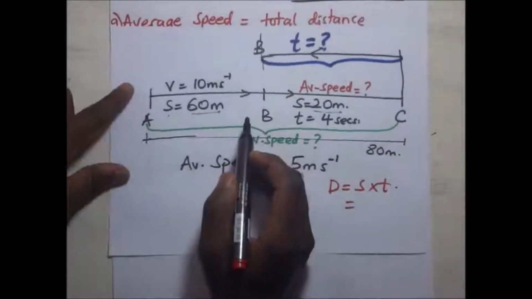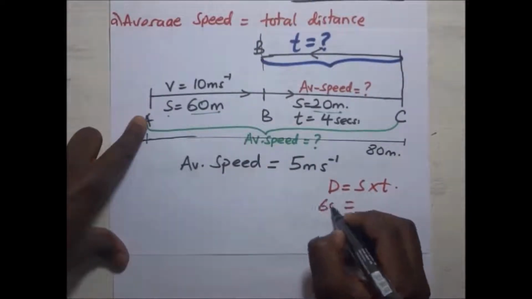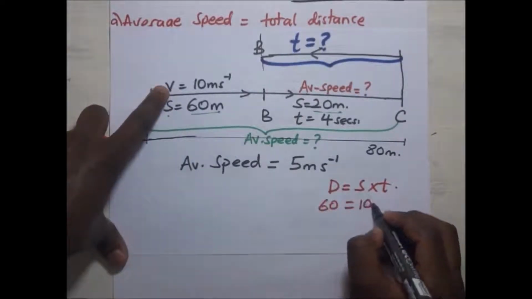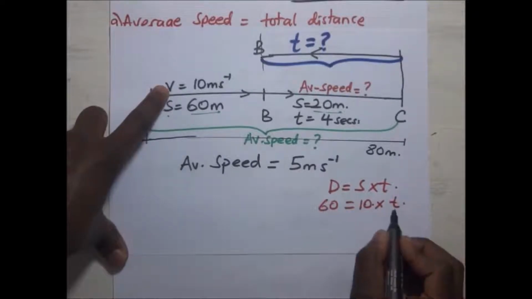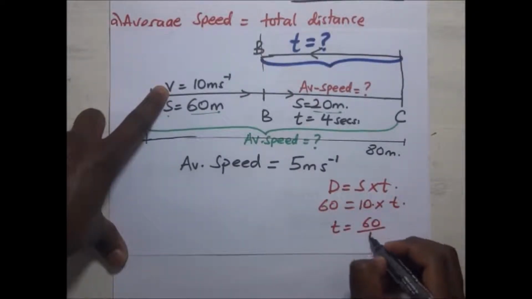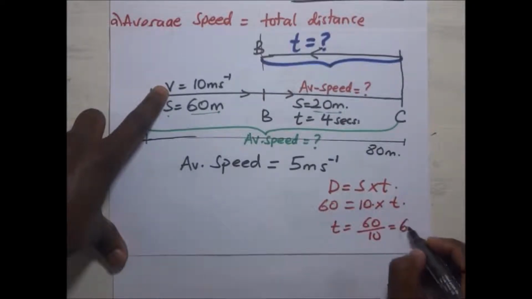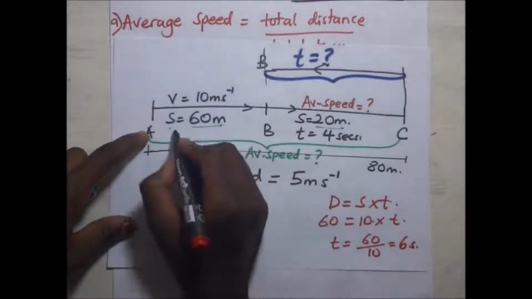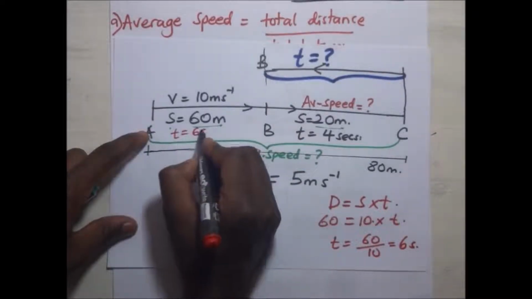Now the distance covered from A to B is 60, so 60 is equal to speed, which is 10 meters per second, times the time. When we make t the subject of the formula, t becomes 60 over 10, which is 6 seconds. So the time taken to move from A to B is 6 seconds.